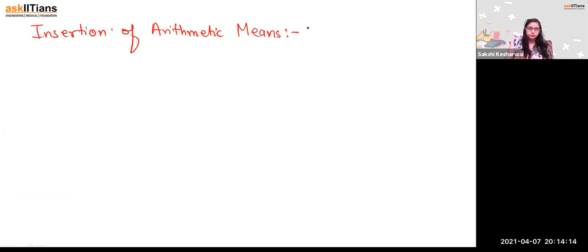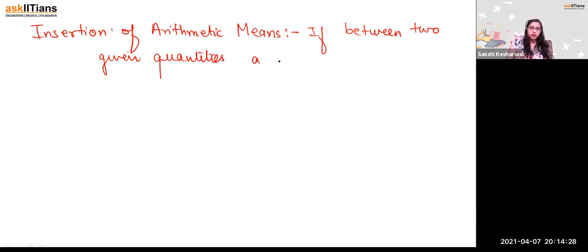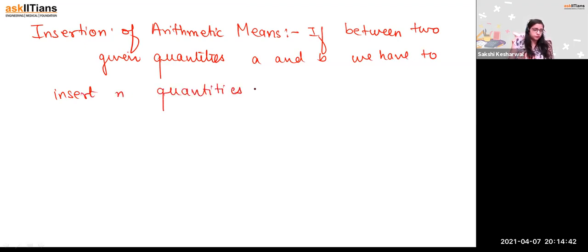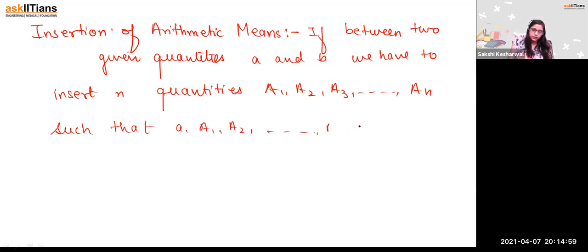It says that if between two given quantities A and B, we have to insert n quantities, that is A1, A2, A3, till An, such that A, A1, A2, till An and B form an AP.